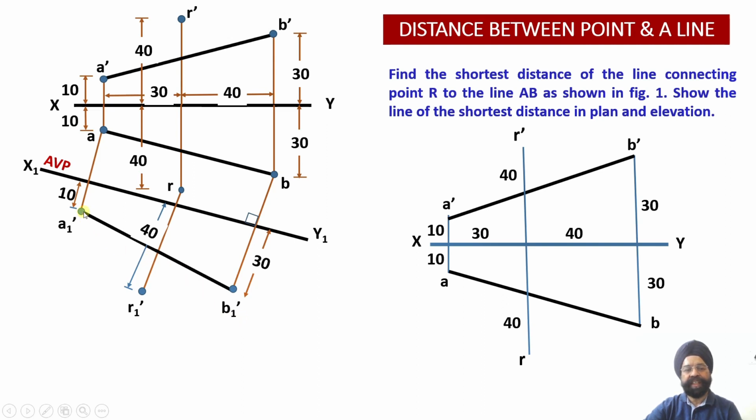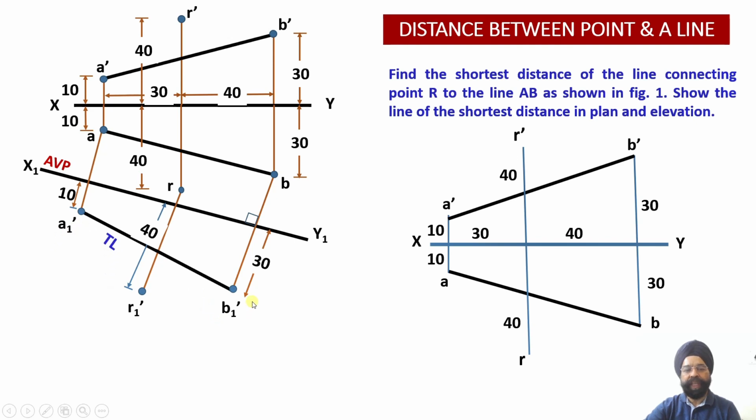Now the special characteristic about this particular auxiliary projection, that is A1 dash, B1 dash and R1 dash, is that since we had drawn our auxiliary vertical plane x1 y1 parallel to the plan projection line AB, the projections of the line AB that have been obtained on AVP, that is A1 dash and B1 dash, happen to be the true length of the line AB. Now we have been successfully able to determine the true length of the line AB, which is A1 dash B1 dash.